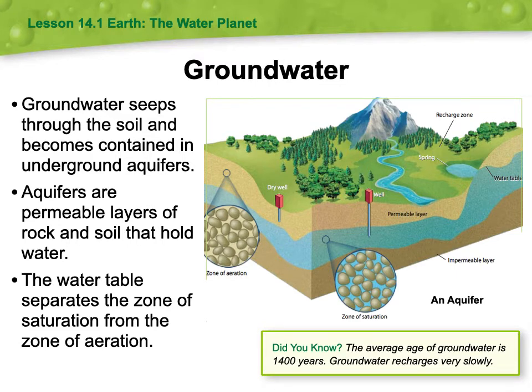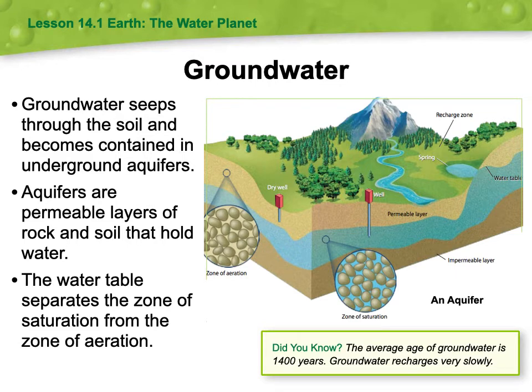In fact, the largest aquifer in the United States is in the Midwestern area of the U.S., Kansas, Missouri, Nebraska, on up into the Dakotas and down into Texas and Oklahoma. It is the Ogallala Aquifer, so you'll probably come across that in the future as well. These aquifers are made of groundwater, so that groundwater seeps through the soil and becomes contained in those underground areas.